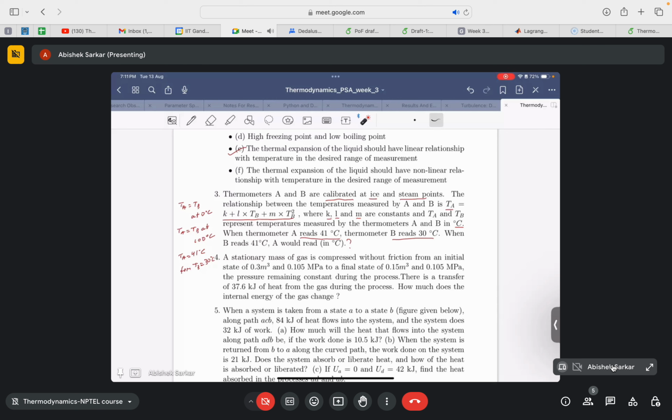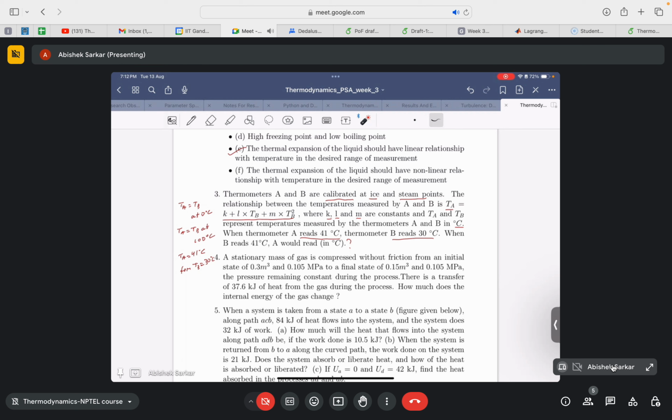We are discussing question number 3. Thermometers A and B are calibrated at ice and steam points. The relationship between the temperatures measured by A and B is TA equals K plus L times TB plus M times TB square, where K, L and M are constants. What is the temperature TA when thermometer B reads 41 degrees Celsius, if thermometer A reads 41 degrees Celsius when thermometer B reads 30 degrees Celsius?